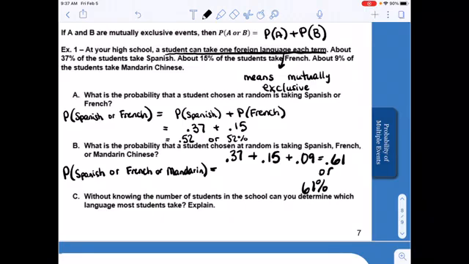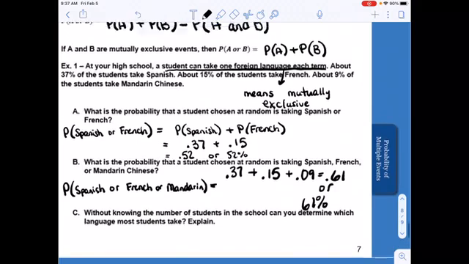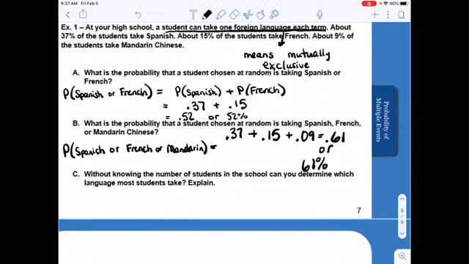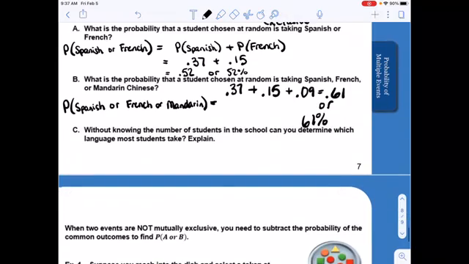Once again, they are mutually exclusive, so they cannot take more than one class at a time, meaning we don't need to subtract out the probability of A and B.